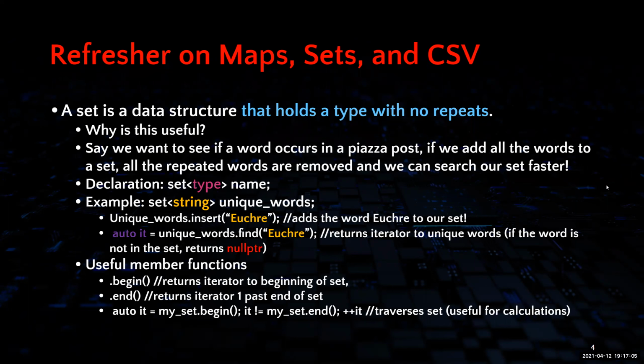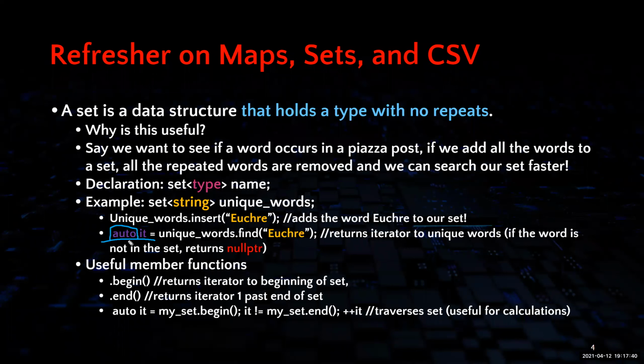Could you explain the second point under set string unique words? Oh yeah, the auto it right here. Sure. So what I'm doing here is I've created this set right here called unique words. It's a set of strings. And I've gone ahead and inserted the word euchre into it. What I'm doing after this is I'm saying auto it equals unique words dot find. So are you confused about what auto means? Is it like a shorthand for iterator?